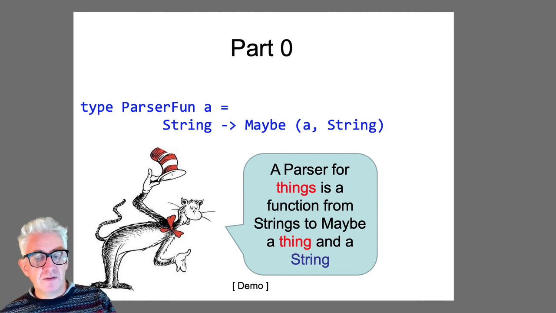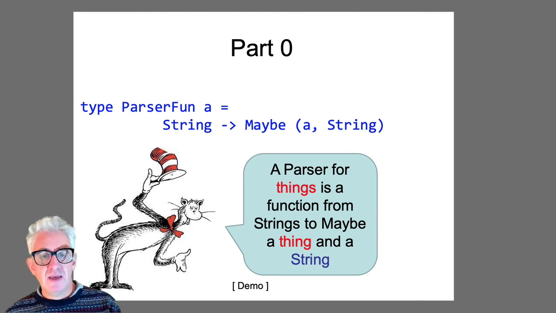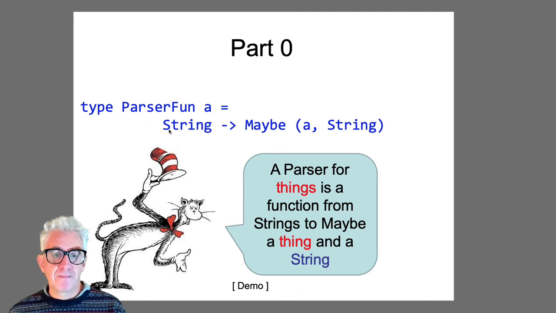The first step in this will be to define a parser. There's a type synonym for a parser. A parser function for an A is a function from a string to maybe a thing and a string. And let's see how this works in action.